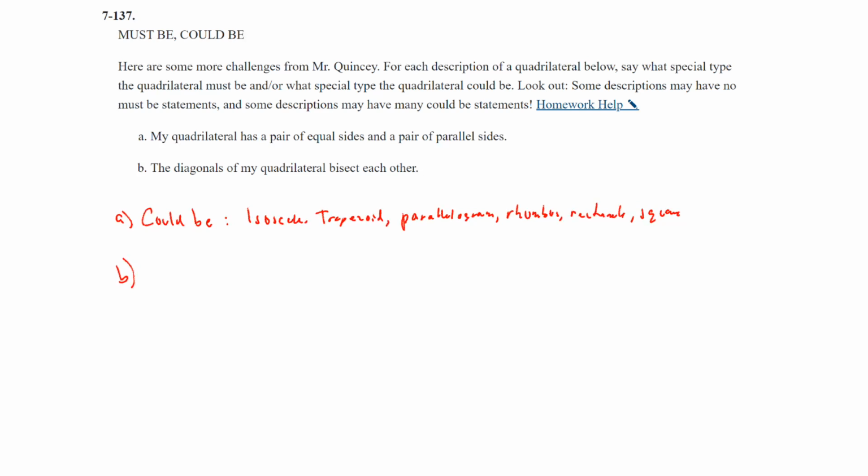B, the diagonals of my quadrilateral bisect each other. So they bisect each other. So it must be, you might need to go to your toolkit, but it must be a parallelogram. So all parallelograms, diagonals bisect each other. And then from there, though, even though it must be a parallelogram, it could be either a rhombus, a rectangle, or a square. So it just depends on what the other properties hold. So a rhombus, rectangle, or the square.